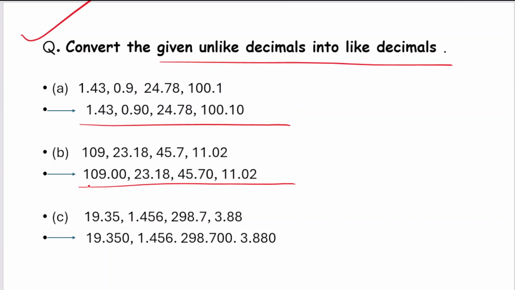23.18, 45.70, 11.02. So children, I am making unlike as like decimals by adding only one 0, so that I can get the equal number of decimal places. So in the same way, question number C has also been done. Maximum here, there are 3 decimal places. So I have converted and made all the 4 numbers up to 3 decimal places, and now all the sums have been converted and changed from unlike decimals to like decimals.